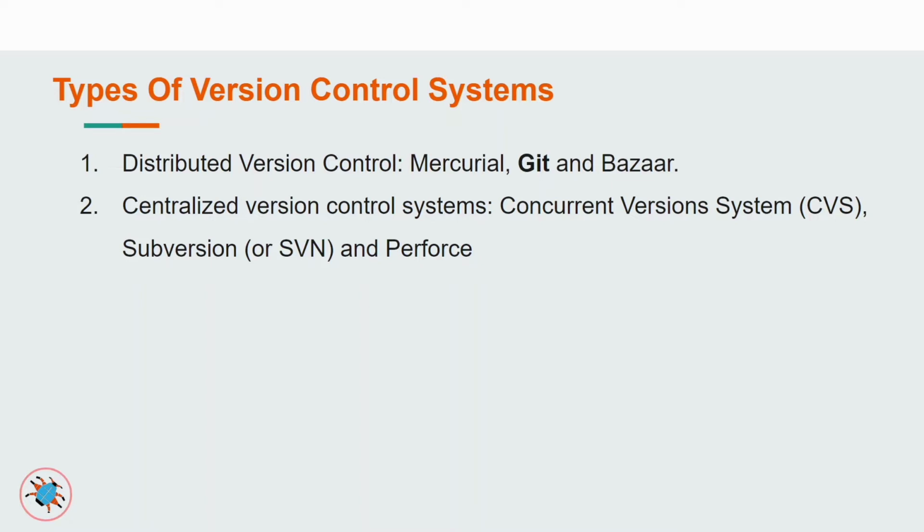So one, we have the distributed version control, and some examples there are Mercurial, we have Git, and then we have Bazaar. And two, we have the centralized version control systems. So we have something called CVS, which is concurrent version systems. We have SVN, which is Subversion, and then we have Perforce. Now, amongst this variety of version control systems, what we are going to be focusing on is Git. Let's see what exactly Git is all about.